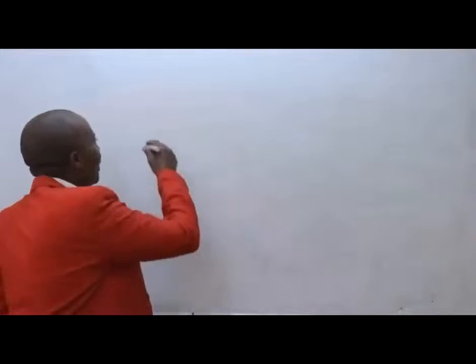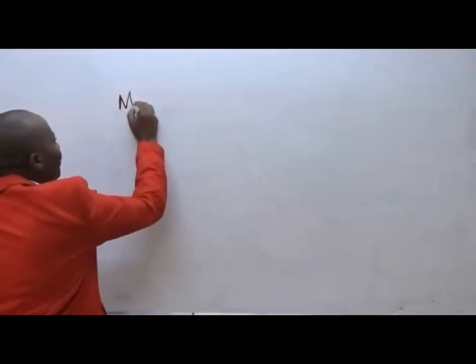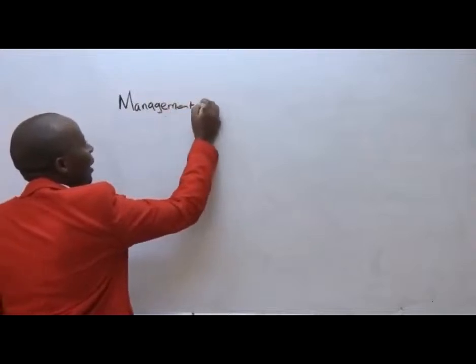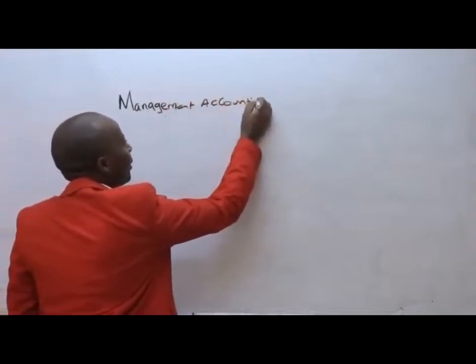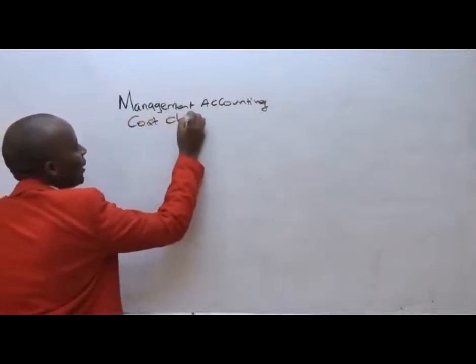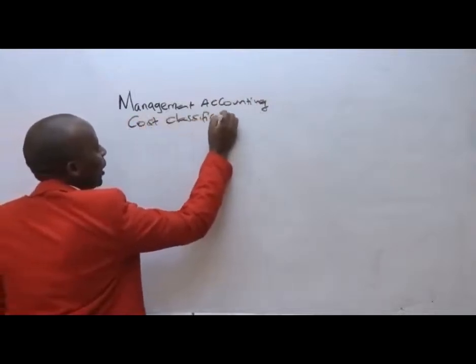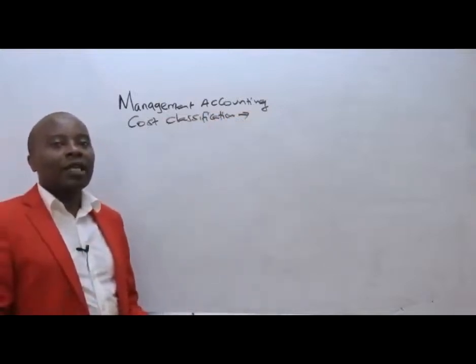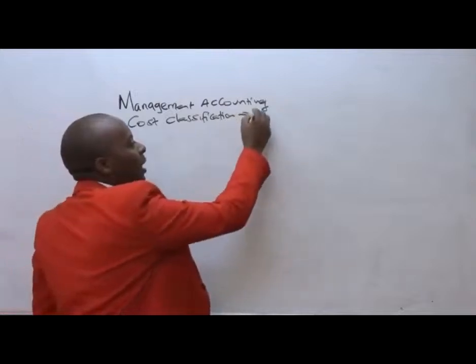Today, I would want us to look at chapter number 2 of management accounting. So management accounting, chapter number 2. Management accounting, chapter 2, which is cost classification. Cost classification.